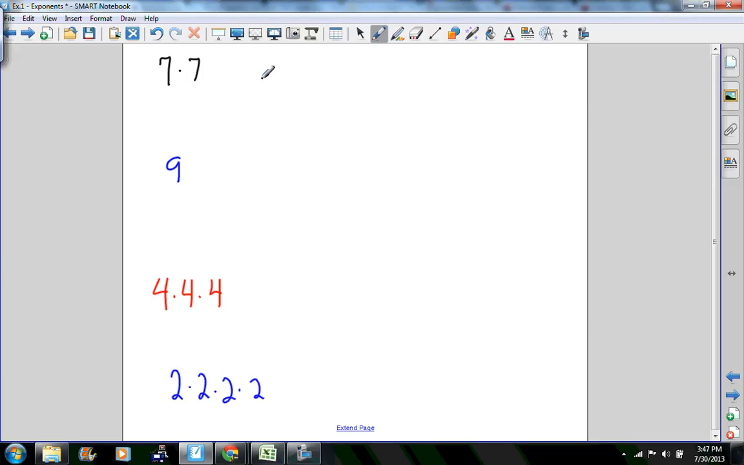7 times 7, well, that would be 7 squared. 9 would just be 9 to the 1st. 4 times 4 times 4 would be 4 cubed. 2 times 2 times 2 times 2 would be 2 to the 4th. Now, if you wrote those out as full numbers, that would be just fine. It would be 49, 9, 64, and 16. Okay?